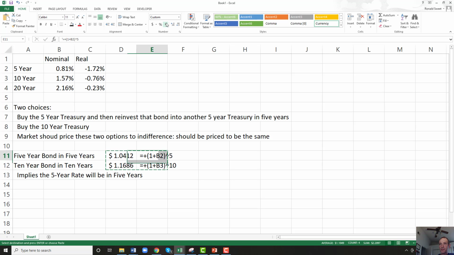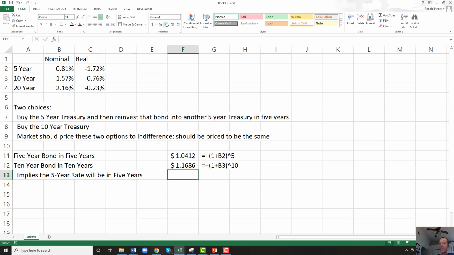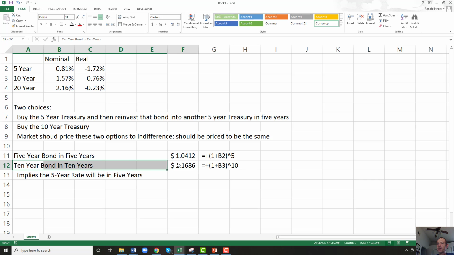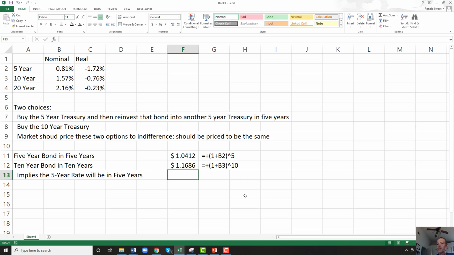Let me move these over so I have a little bit more room. Well, so what we're saying is in 5 years you'll have $1.0412, and you're going to buy another 5-year treasury there for 5 years. And what the bond market's saying is when you take this money in 5 years and buy a 5-year treasury, you should end up with the exact same return as if you had just bought the 10-year. So what does that mean?